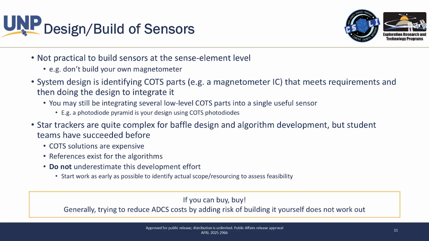Usually how you do it is you want to have a good system design, you know those requirements, and then you buy consumer off-the-shelf parts. You may still be integrating low-level parts. So again, building your own sun sensor and photodiode is pretty easy, relatively. Building your own star tracker is kind of hard.